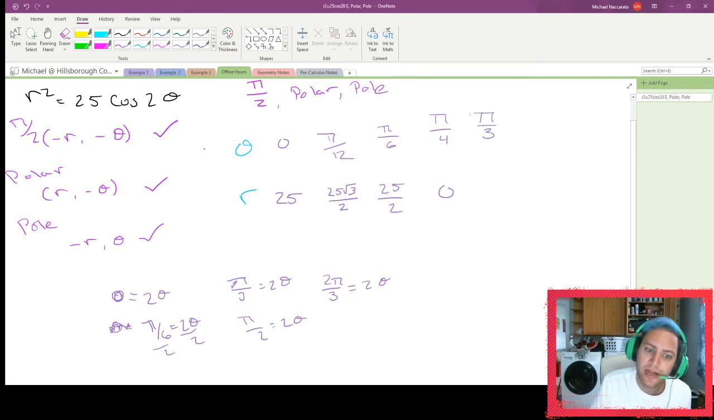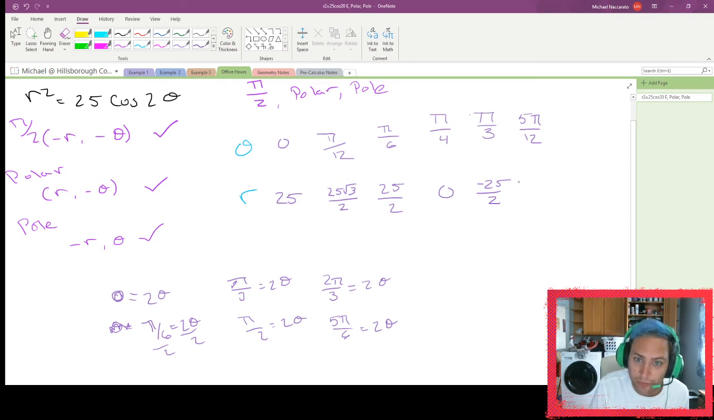So when I plug in pi over 3, I get 2 pi over 3. The cosine at 2 pi over 3, well, it's in the negative direction now, so it's going to be negative 1/2. And negative 1/2 times 25 is going to give us negative 25 halves. The next thing I could plug in would be my 5 pi over 6. Divide that by 2, so I have 5 pi over 12. That's what I'm actually plugging in. So 5 pi over 12 times 2 gives me 5 pi over 6. That's going to give me a cosine of negative radical 3 over 2. And I multiply that by 25. So I have negative 25 radical 3 over 2.